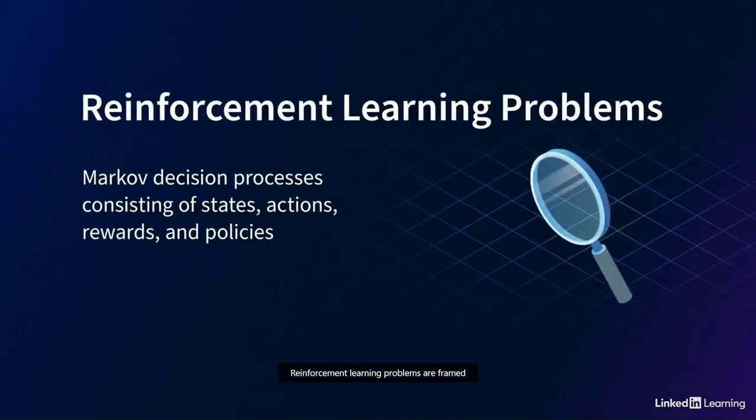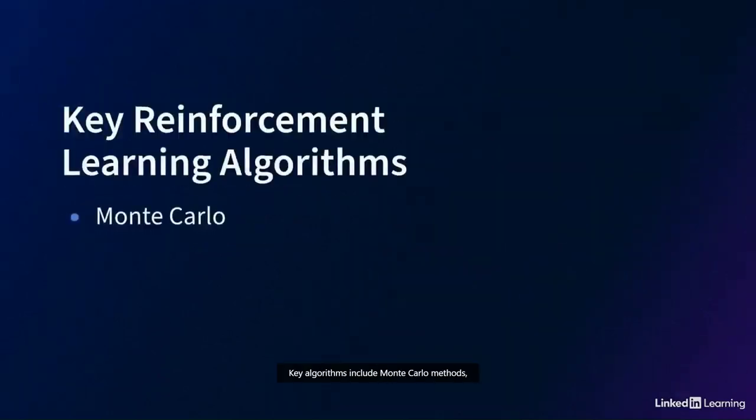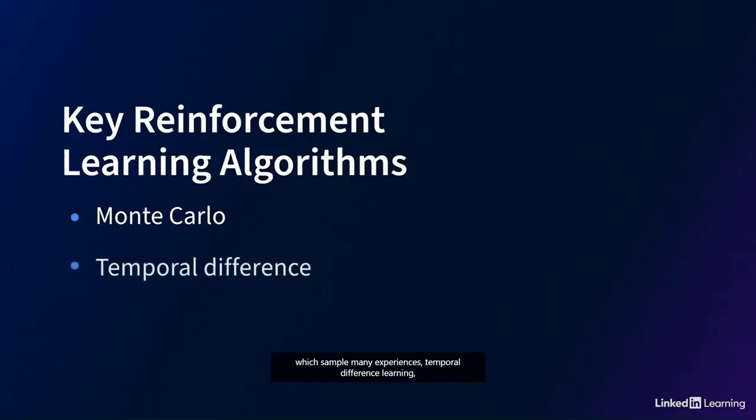Reinforcement learning problems are framed as Markov decision processes consisting of states, actions, rewards, and policies. Key algorithms include Monte Carlo methods, which sample many experiences, temporal difference learning, which accounts for future expectations, and deep Q-learning, which approximates the reward function.